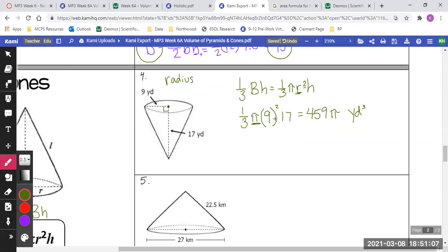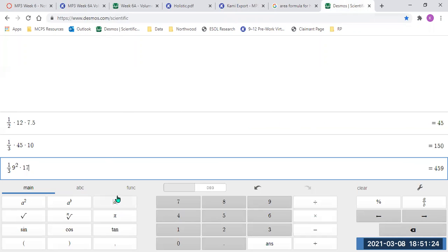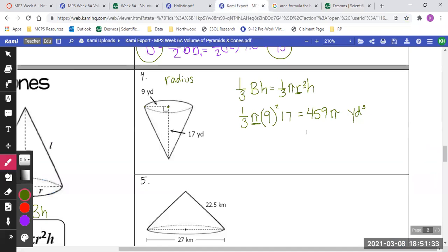Okay. But what does that mean in reality? Well, I know that pi is about 3, and 450 times 3, well, 400 times 3 should be about 1200, 50 times 3 should be another 150. So I could have this estimate in my head. Or I could just multiply this times pi and get that it should be 1441.99. So I'm going to say that that's approximately 1441.99 yards cubed. All right, so we'll do it that way.